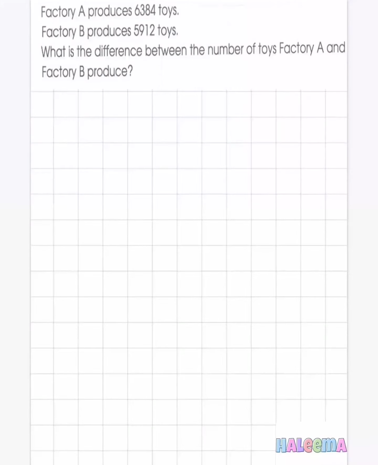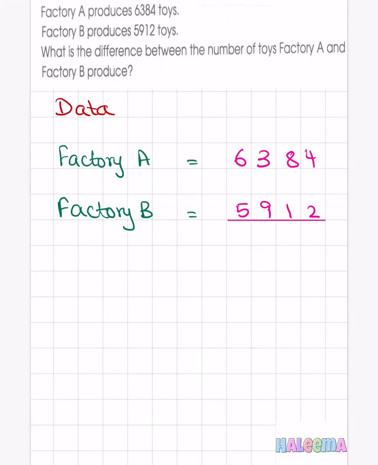Let's write the data first, right? I've directly copied this from the question. So the main question starts now. Let's see, what is the difference? As I said, difference means to subtract. So we're going to subtract in this case. Let's start off from the ones place.